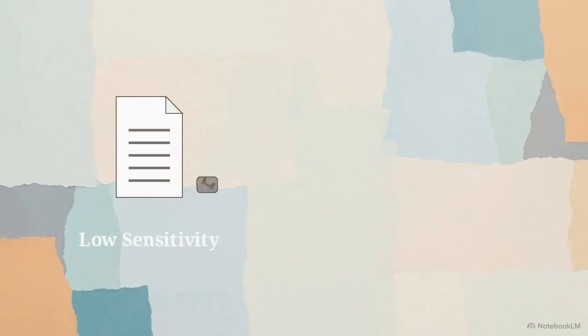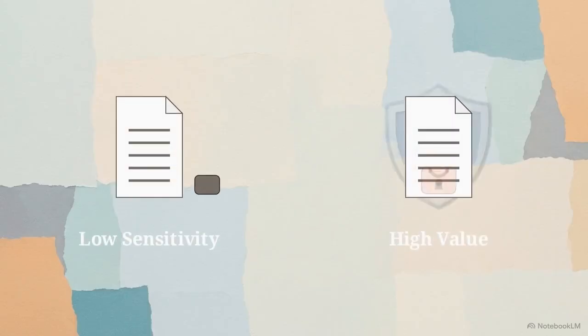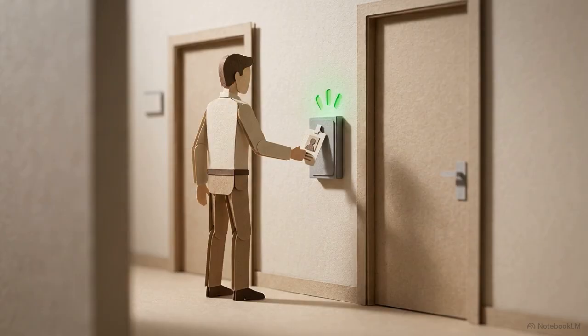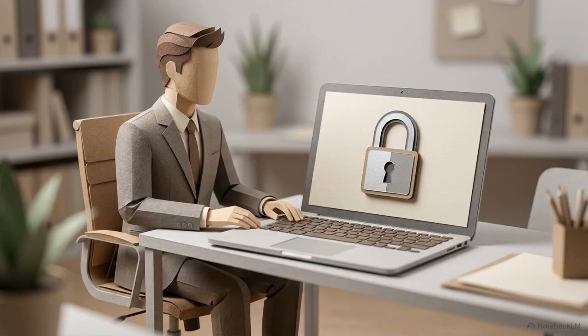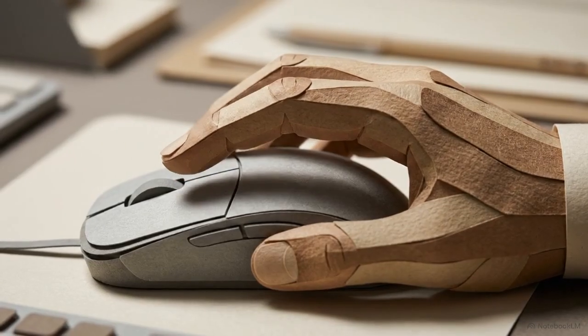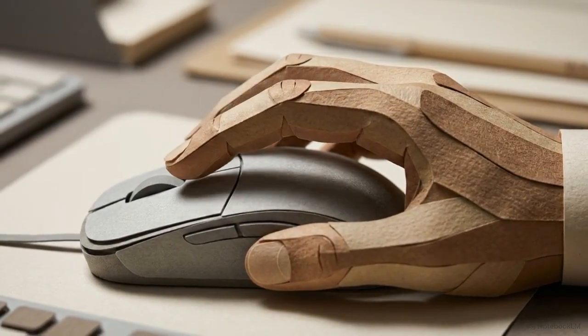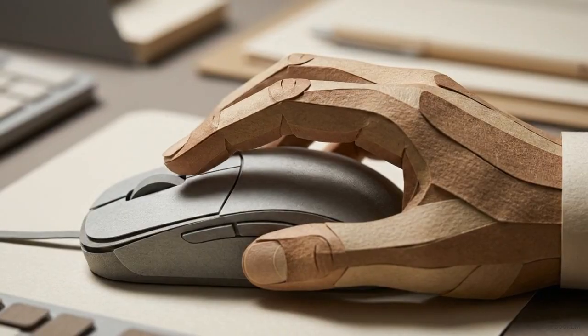We don't protect everything equally. We match our security to the actual value and sensitivity of the item. Because you already protect physical office access this way, you already have the habits needed to secure information at work. Before you send an email, upload a file, or share a document, pause for a moment. Ask yourself, how sensitive is this data?